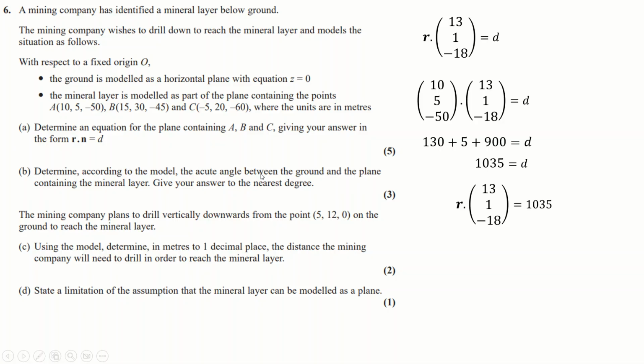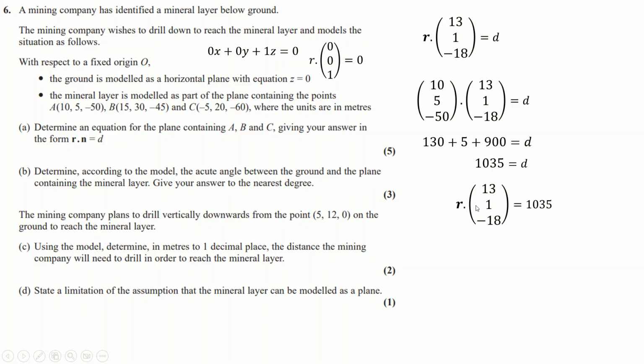Good. Determine according to the model the acute angle between the ground, which is a horizontal plane, equation z equals 0, and the mineral layer. So we're looking for the angle between two planes. Now, this is technically Cartesian form because you can write it like this. And then if you want to, you could write it like this. This is r dot (0, 0, 1) equals 0, isn't it? So that's the equation of this plane.